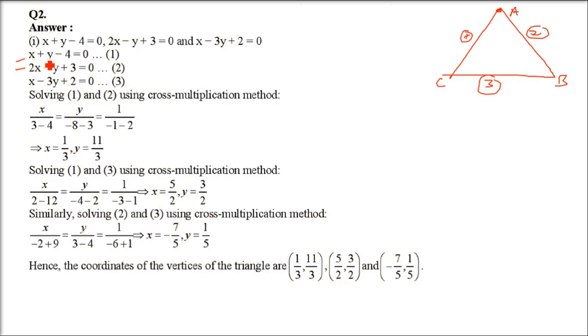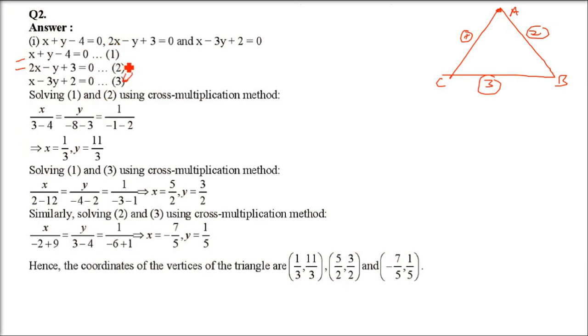So how do we do it? We already know the formula, right? I'm taking these 2. Then you will have to take second and third, then take 1 and third and find out the coordinates of intersection. So now let us take 2 and 3.